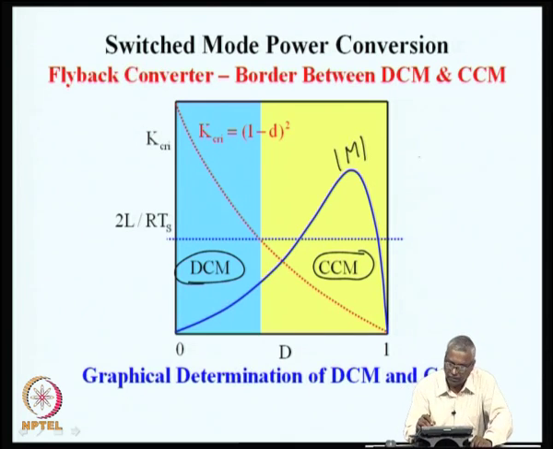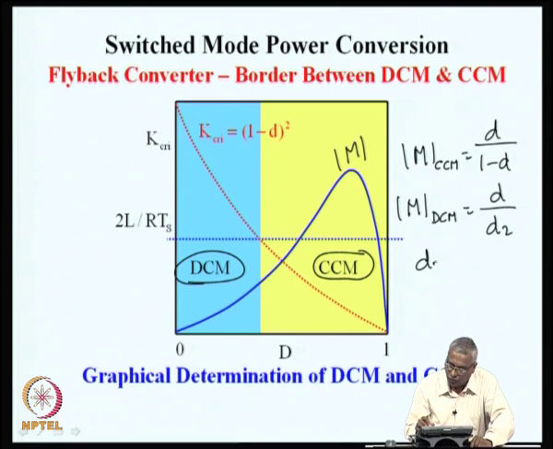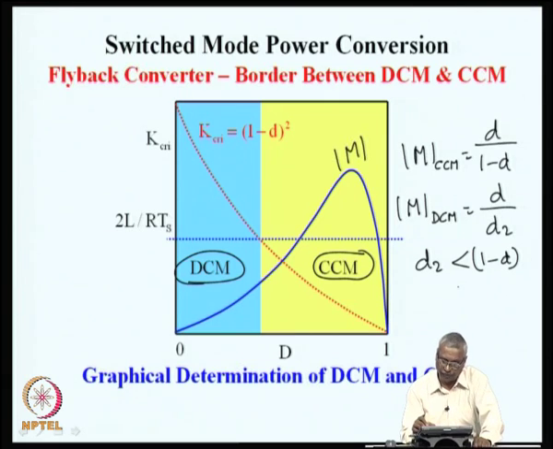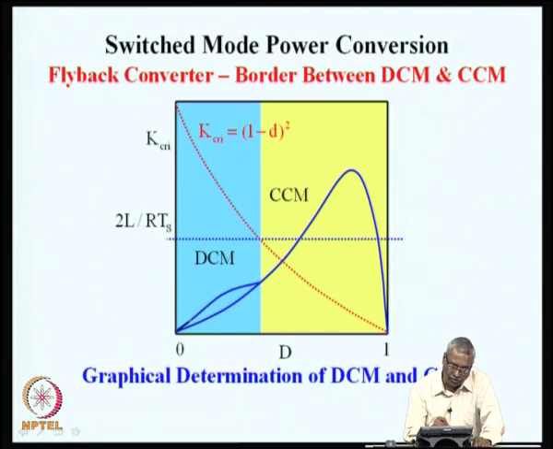Now, this m in continuous mode of conduction is d/(1 minus d). This m in discontinuous mode of conduction is d/d2, and d2 is always less than 1 minus d if you are in discontinuous mode of conduction. So, from this you can see that in the discontinuous mode the actual gain will be more than what you get in the continuous mode, and on the border both of them are equal, they follow the same curve as before.